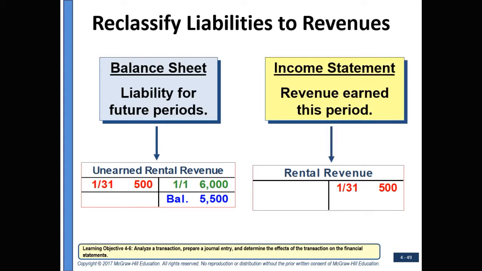The balance sheet account, unearned revenue, and the income statement account are represented here. Unearned revenue decreased with a debit, and the income statement account, rental revenue, increased with a credit after the journal entry was posted to the accounts. This shows that the organization has earned $500 worth of rental revenue that was paid for in advance.